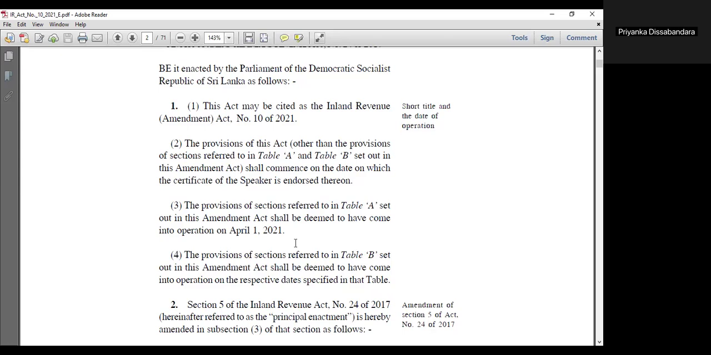Now we are going to amend some sections of that Principal Act. So when we are amending some sections, what do we have to do? We have to mention the effective date of each amendment.